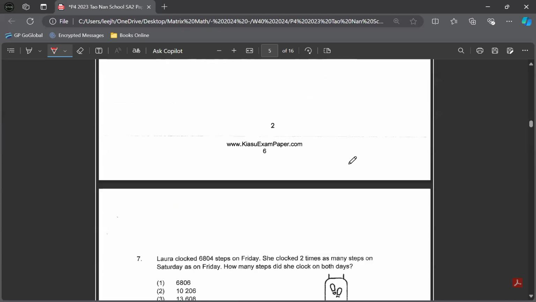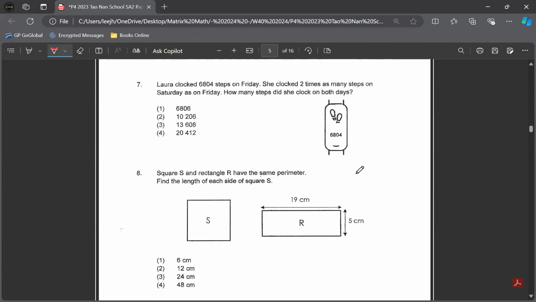Question 7. Laura clocked 6,804 steps on Friday. She clocked 2 times as many steps on Saturday as on Friday. How many steps did she clock on both days? What you can do is you can actually just record down there. If you know, without drawing a model is also good. So let's look at this.